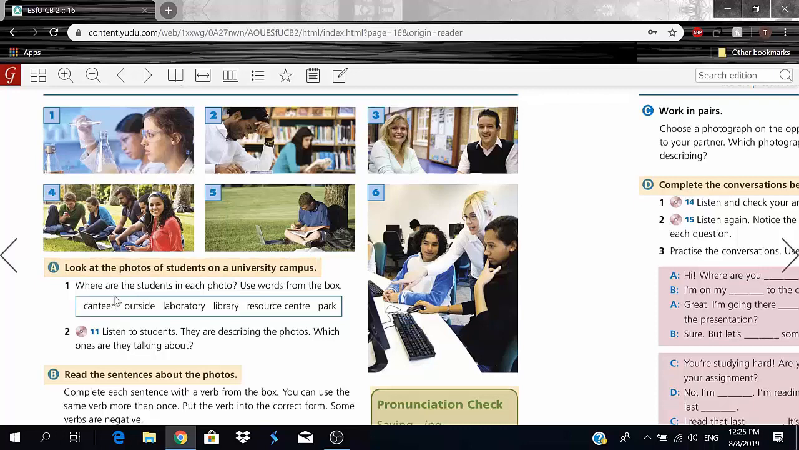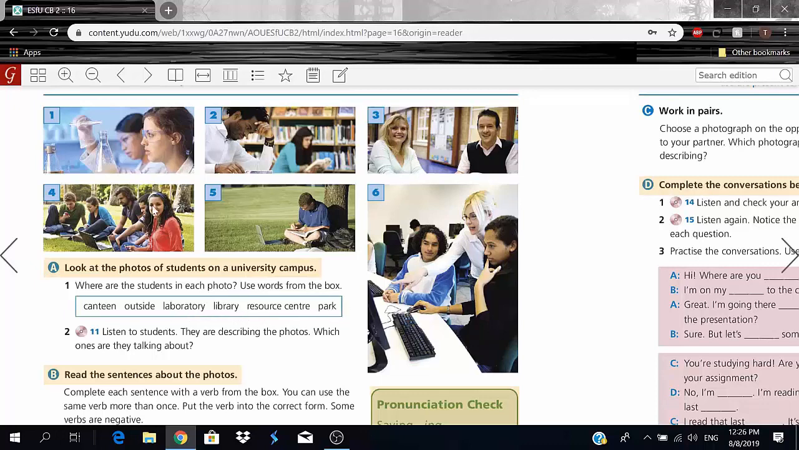Okay, and where are the students in each photo? We can use words from the box. So you guys know that a university campus, especially a big one, has a lot of facilities and places to offer for students. It's not just a place to live, depending obviously on the university and such. So here we have the words canteen, outside, laboratory or lab, library, resource center, and park.